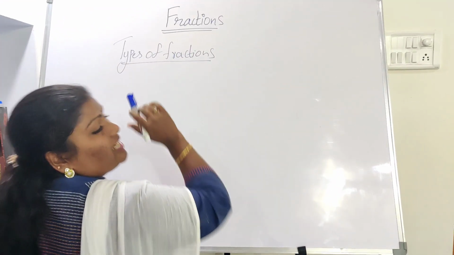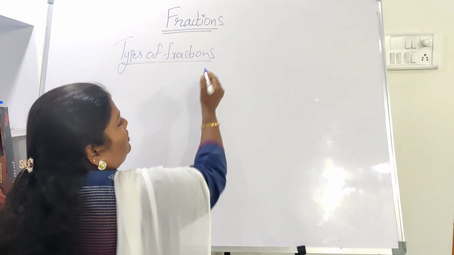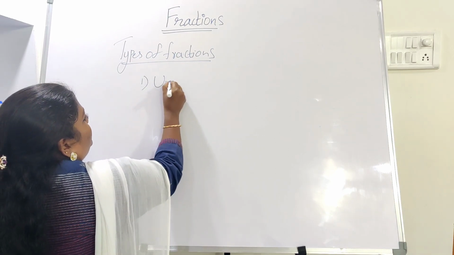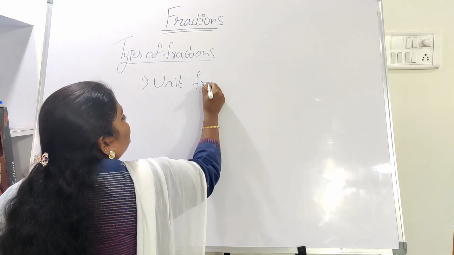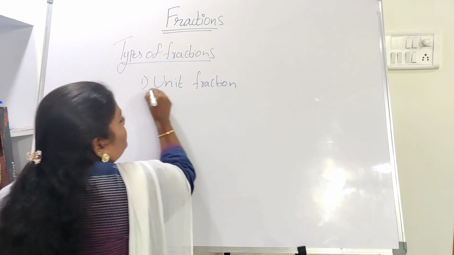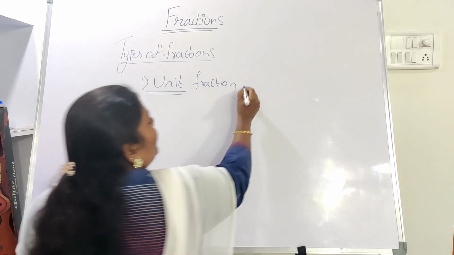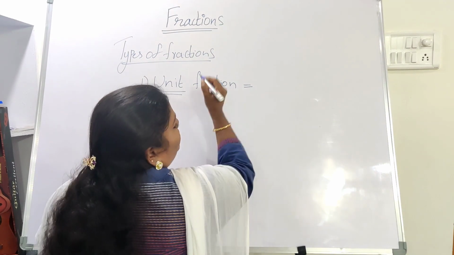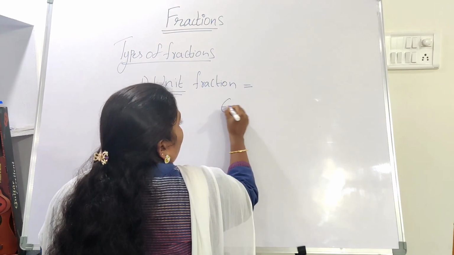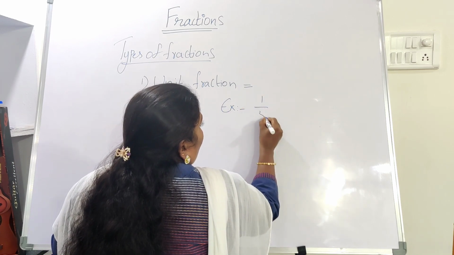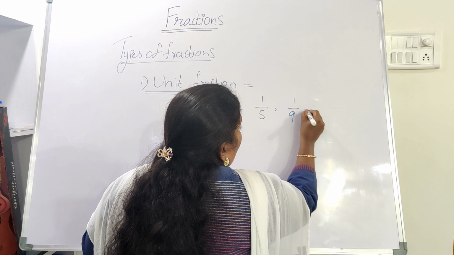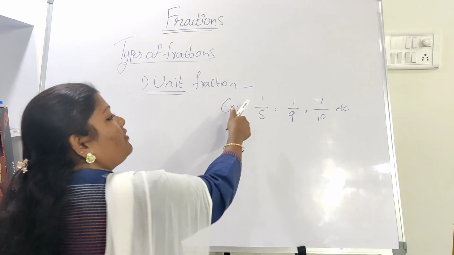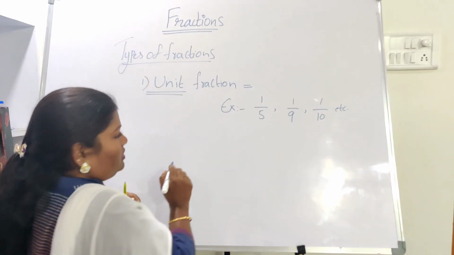So let's learn about the types of fractions. Now we have types of fractions. Let me start with the first one, that is the unit fraction. The name itself says unit, in the sense of 1. So a fraction having 1 in the numerator is called a unit fraction. Example: 1 by 5, 1 by 9, 1 by 10, etc. So remember, any fraction having 1 in the numerator is called a unit fraction.